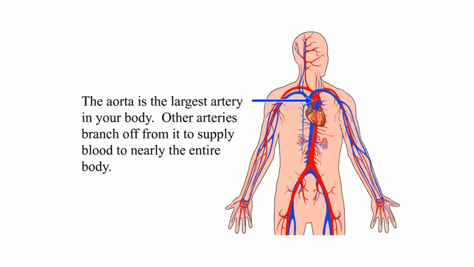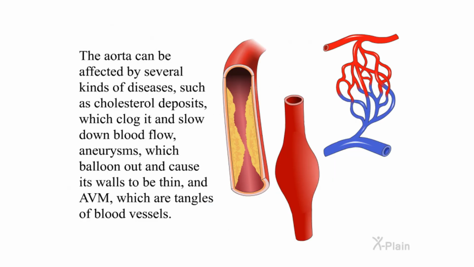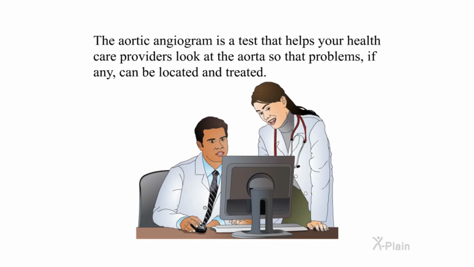Summary. The aorta is the largest artery in your body. Other arteries branch off from it to supply blood to nearly the entire body. The aorta can be affected by several kinds of diseases, such as cholesterol deposits, which clog it and slow down blood flow, aneurysms, which balloon out and cause its walls to be thin, and AVM, which are tangles of blood vessels. The aortic angiogram is a test that helps your healthcare providers look at the aorta so that problems, if any, can be located and treated.